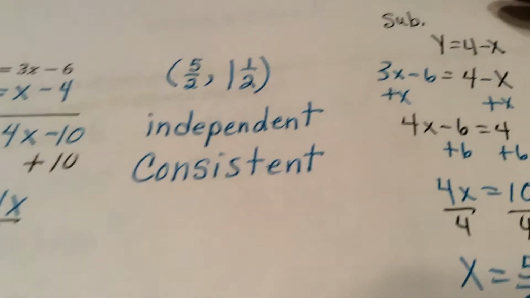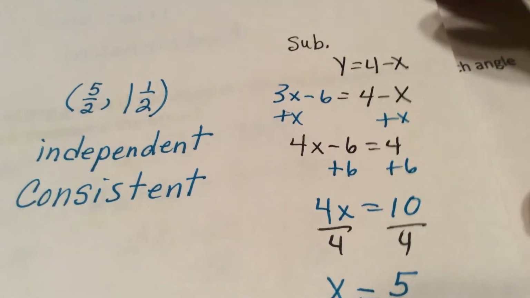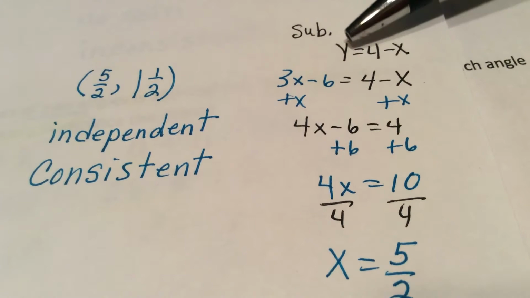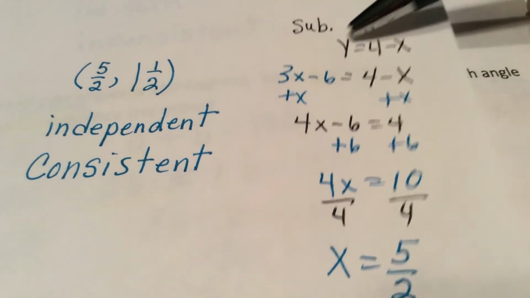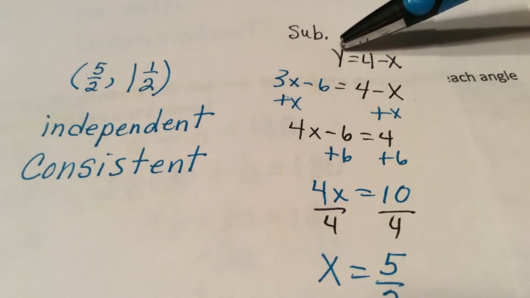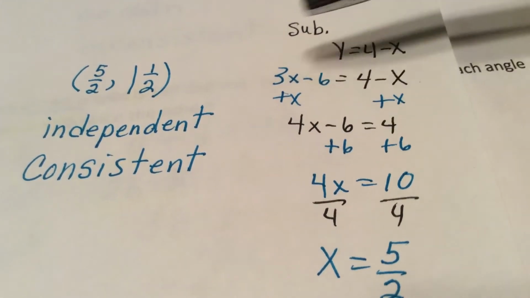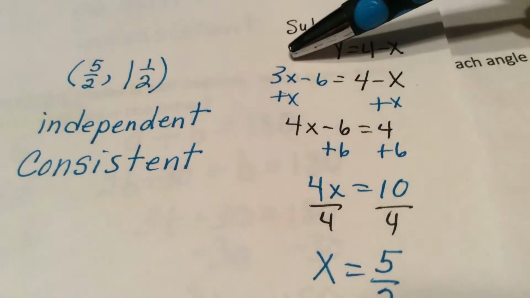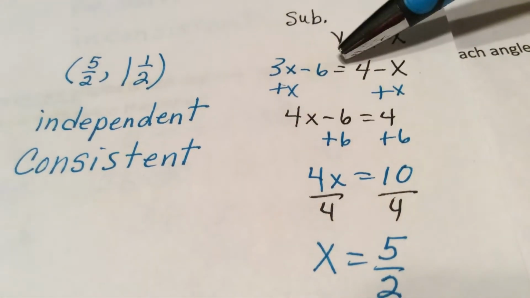I'm going to work this a little differently. You may have never thought about doing it this way, by substitution. I wrote down my first equation, which is y equals 4 minus x. Now the other equation says that y is equal to 3x minus 6. You do not have to do it this way, but bear with me here.